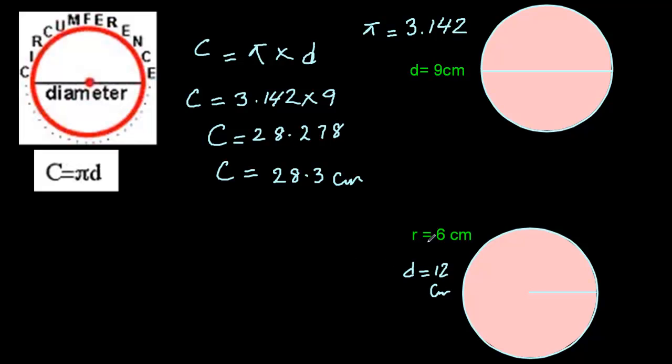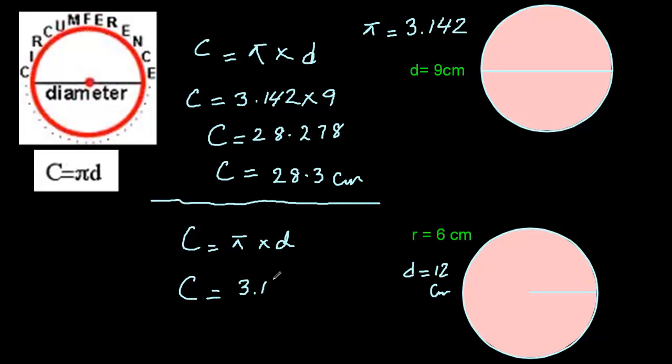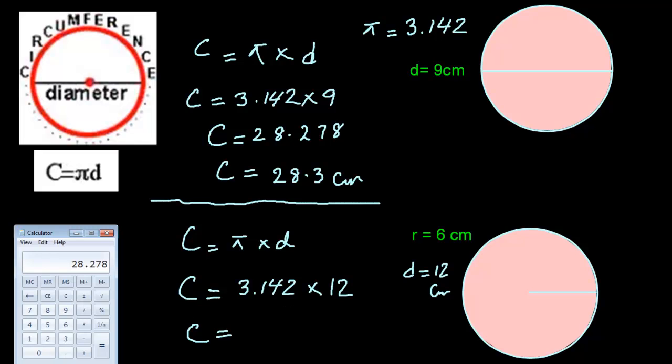Now we know that a radius of 6 means a diameter of 12, so I must put the formula in, which is pi times d. Cherry pies are delicious, so C equals pi d. That's one way of remembering this formula. So I substitute values in now: 3.142 times 12 this time. I need to use a calculator to work it out.